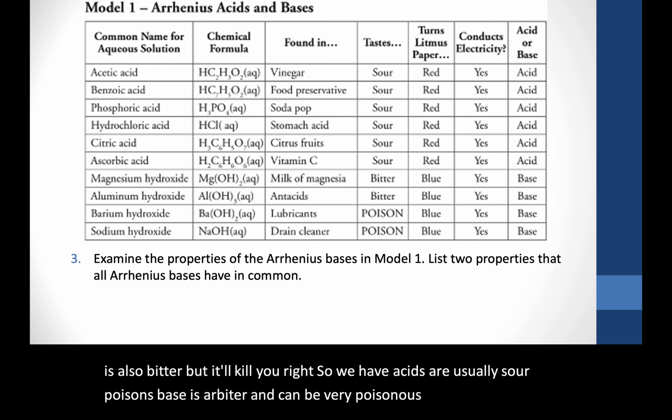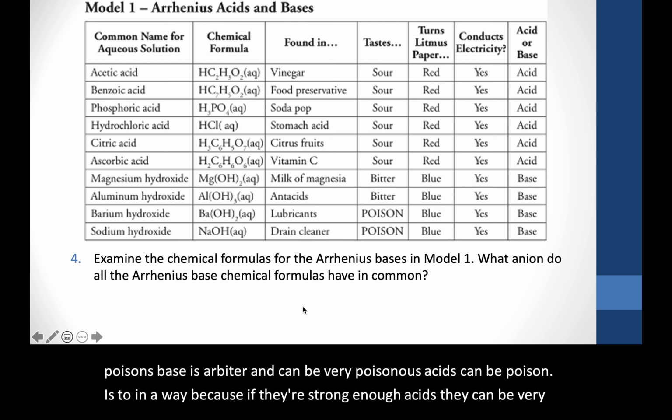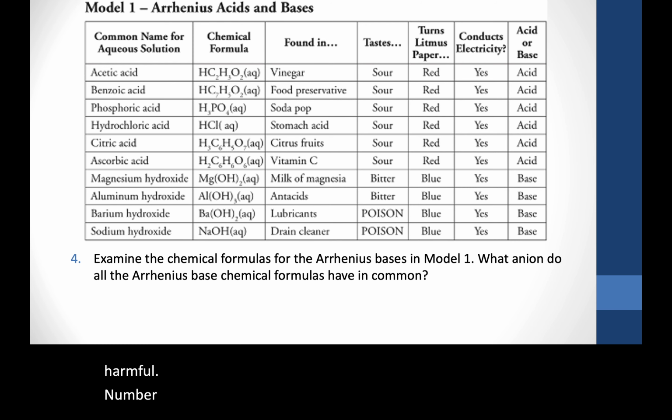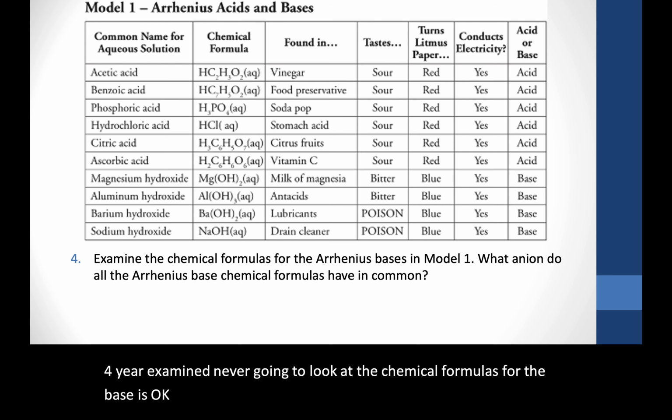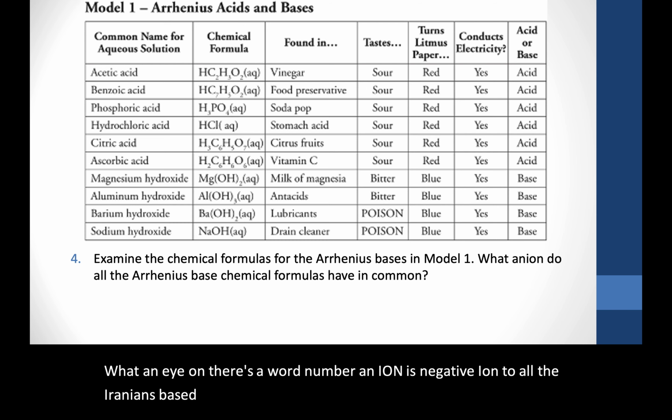Acids can be poisonous too, in a way, because if they're strong enough acids, they can be very harmful. Okay, number 4 here, examine. Now we're going to look at the chemical formulas for the bases, for Arrhenius bases. What anion, remember, anion is a negative ion, do all the Arrhenius base chemical formulas have in common?